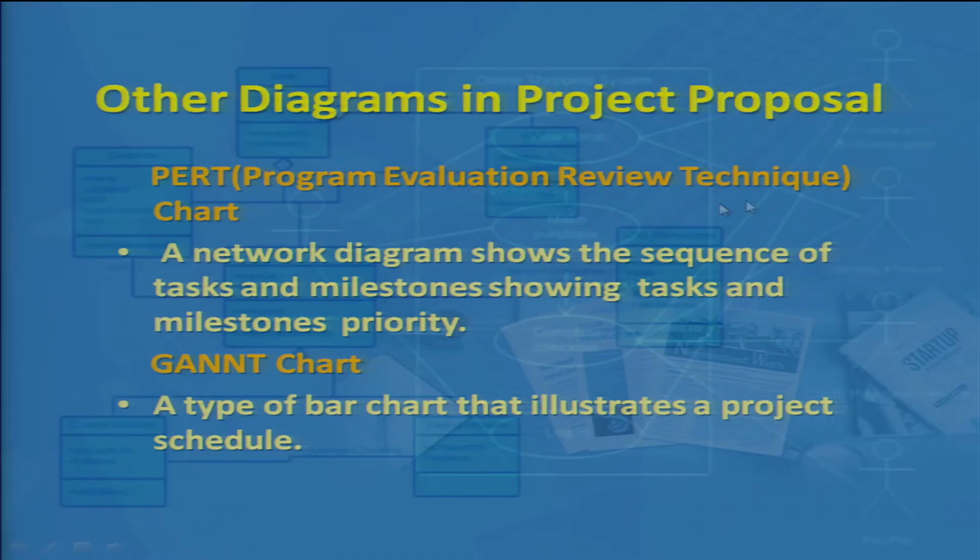It is not essential that you will give all the diagrams, but you can touch upon the PERT chart and Gantt chart. PERT chart is Program Evaluation and Review Technique chart. It is a network diagram that shows the sequence of the tasks and the milestones, showing the task and milestone priority. So, basically you are trying to draw a diagram in which you are showing the different steps or different stages of your project you are reaching, and those project stages you are reaching within some specified time duration.